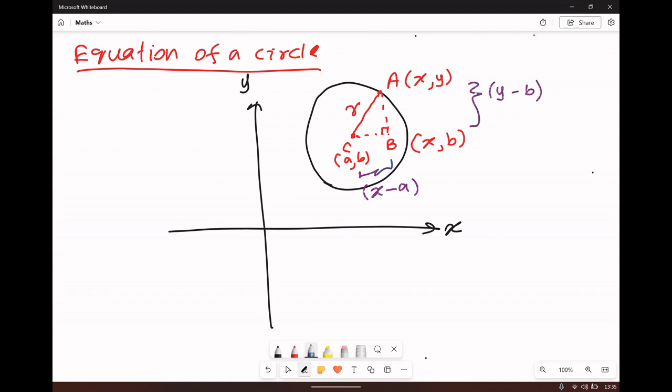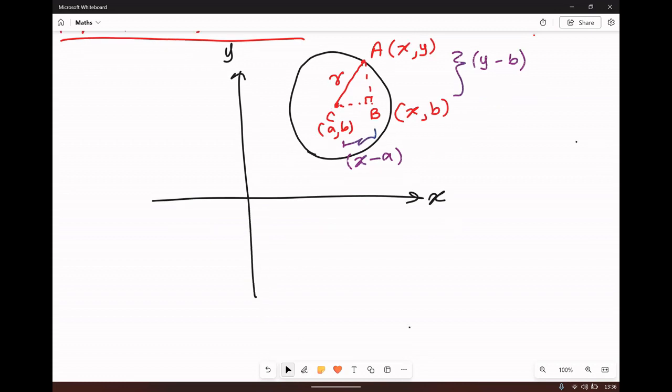Hope it is clear. So we have just drawn a circle, which has a radius of r, and we marked a point A on the circumference of the circle with coordinates (x, y), and the center at (a, b). Then we created a right angle triangle ABC. Based on the points A and C, we can get the coordinates of the point B to be (x, b). Right, so ABC is a right angle triangle. Here, what I'm going to do is simply use the Pythagoras theorem for this particular arrangement. I hope all of you know about the basic Cartesian coordinate system.